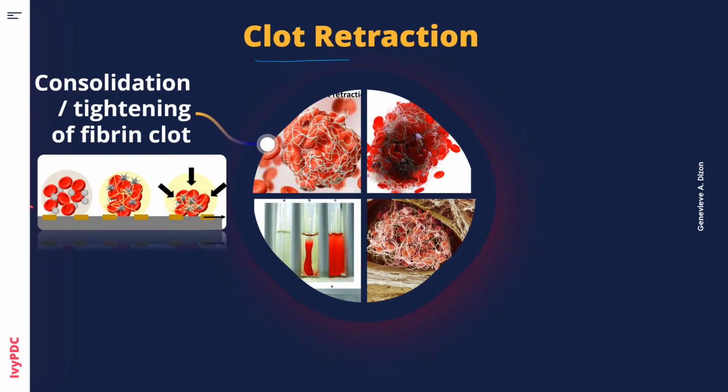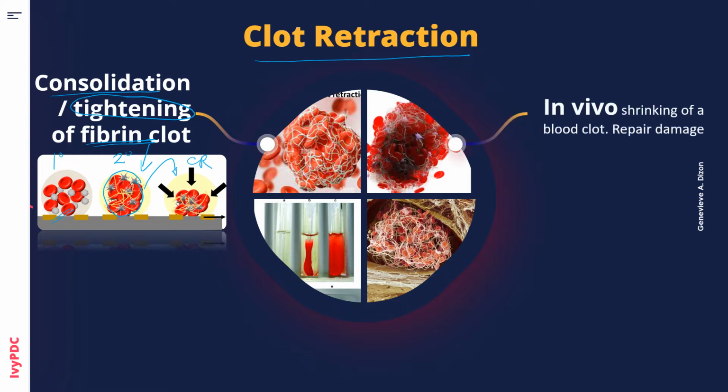What is clot retraction? Clot retraction is the consolidation or the tightening of the fibrin clot. In primary hemostasis, the platelet plug is formed, while in secondary hemostasis, blood coagulation is complete with the formation of the fibrin clot. And this fibrin clot is the one that would undergo clot retraction. So in vivo, clot retraction is the shrinking of the blood clot over a number of days.